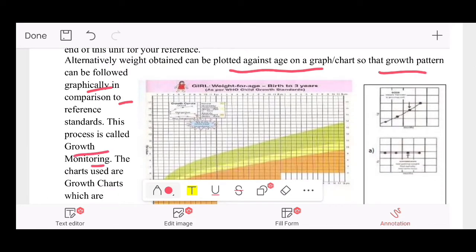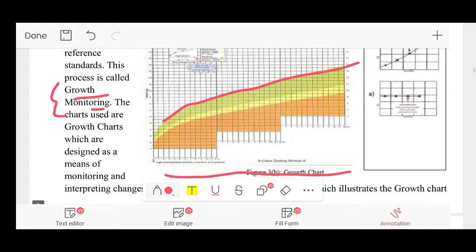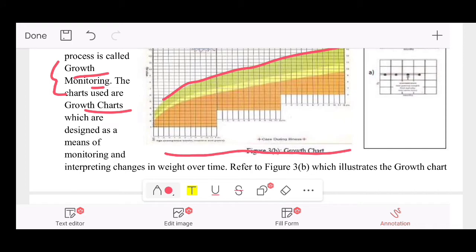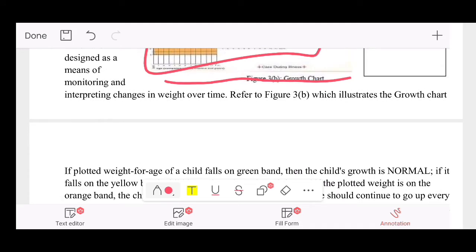Means at first we should know the standard graph. After that, when we measure any child, we have to tally that with the standard, so that we can identify whether the boy or the girl is in a good nutritional condition or not. Okay, so this process is known as growth monitoring. The charts used are called growth charts. Means the chart that is used is known as a growth chart, which is designed as a means of monitoring. Means it is the average or the standard of the monitoring.